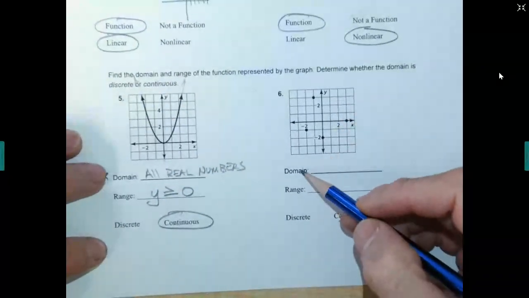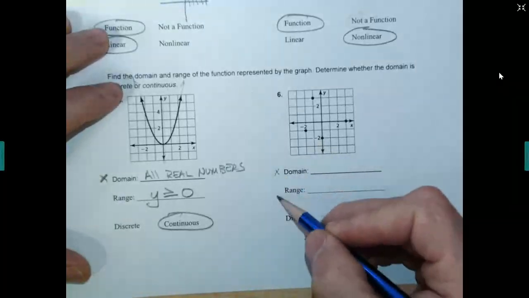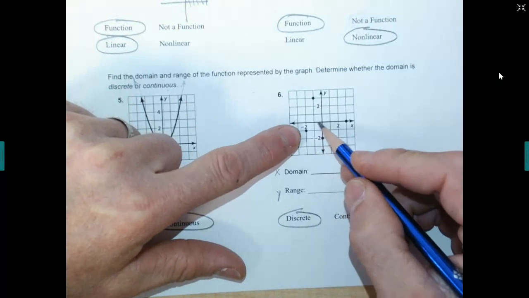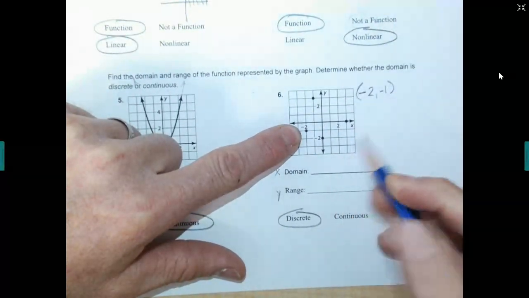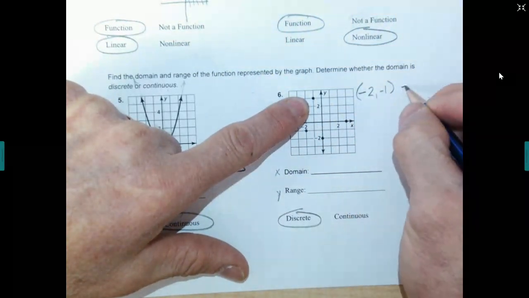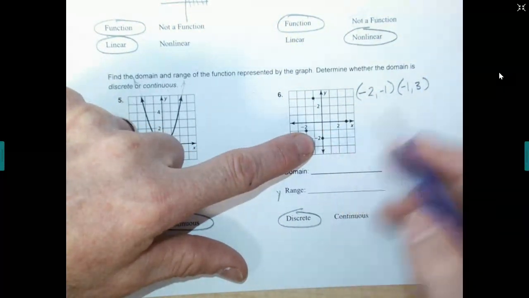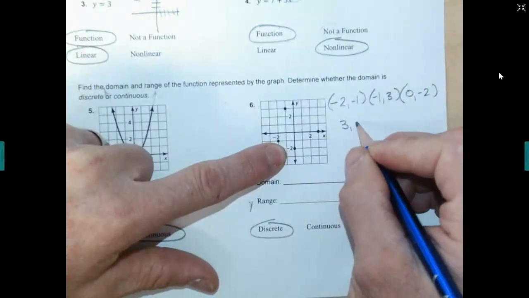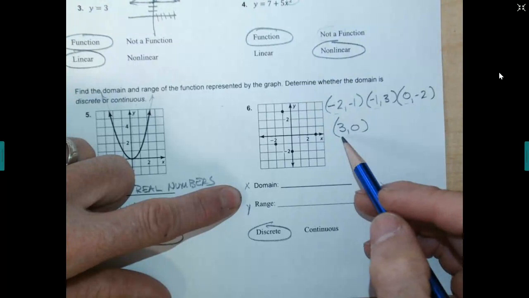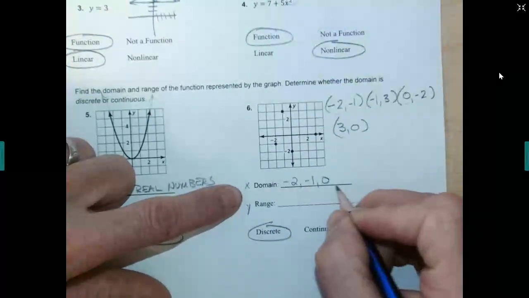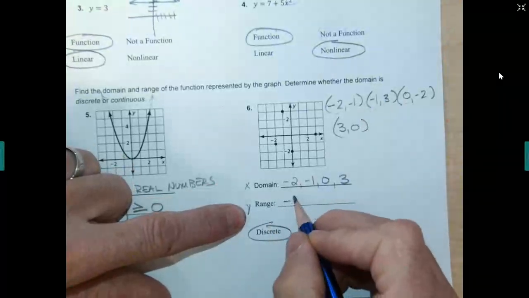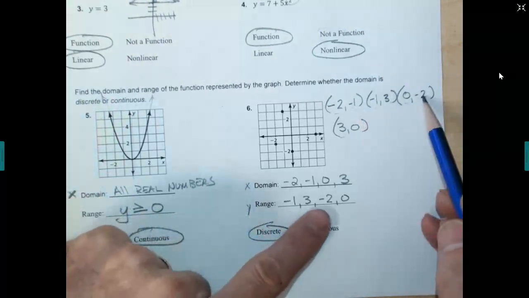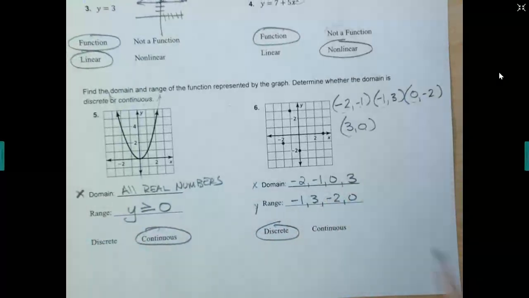Versus this one, let's check it out. What's our domain? Well, the easiest way for me to do domain and range, to do my x values and my y values, when it's discrete, because it's a series of points, it's not continuous, it's discrete, is to write out each point. So this point is negative 2, negative 1. This point is negative 1, 3. This point is 0, negative 2. And this point is 3, 0. So my domain are all my x values. So I have negative 2, negative 1, 0, 3. My range is all my y values, so I have negative 1, 3, negative 2, and 0. So my x values and my y values.